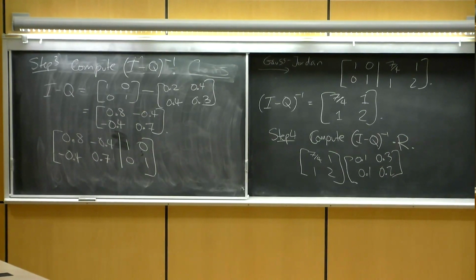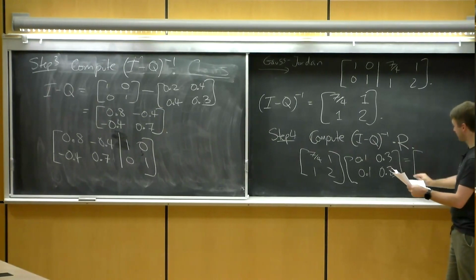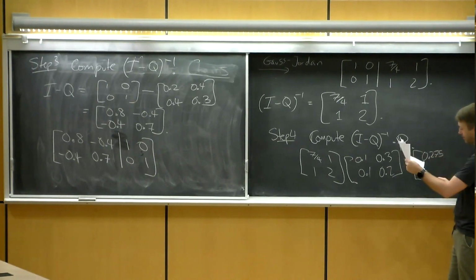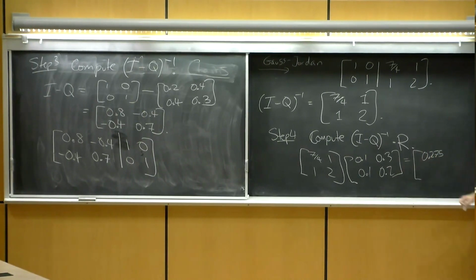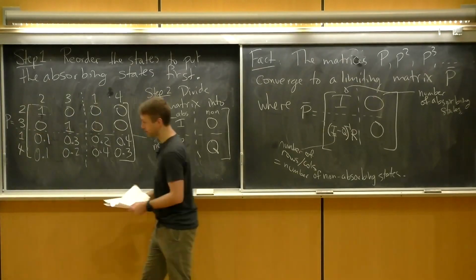Okay, I think I got it this time. Just a bit of matrix multiplication, and then you get, if you do it correctly, which I'm not guaranteeing I've done, 0.275 here, and then 0.725 here, 0.3 here, and 0.7 here. Okay.